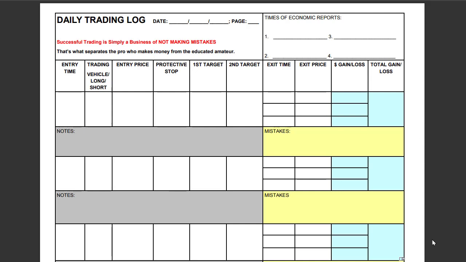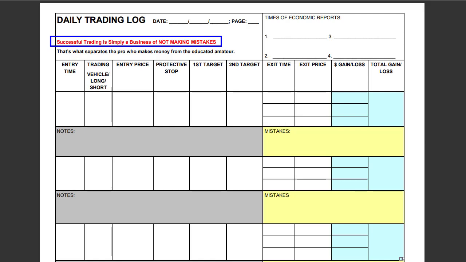So as you can see, we've got a trading log up here. Well, that is, it's not just a trading log. Trading log as far as when you entered, exited, the prices, all that you can get from your broker. But here is the key. Actually, let's go up here first, because this is really the theme. So the theme of this is successful trading is simply a business of not making mistakes.